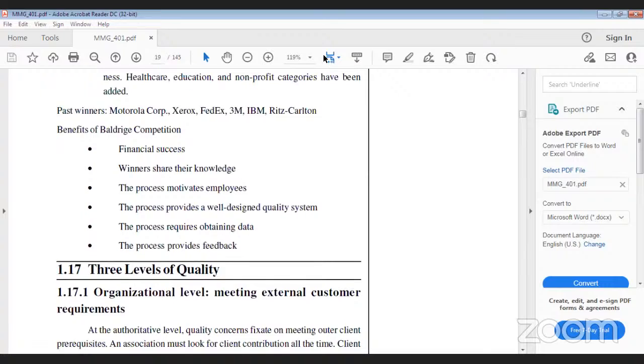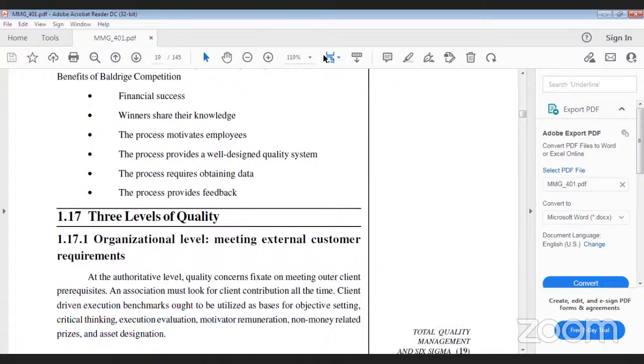Then there are some benefits of the Baldrige competition: financial success of the winner, a process of motivation, a process of providing well designed criteria, a process of requiring and obtaining data, and a process that provides feedback also.